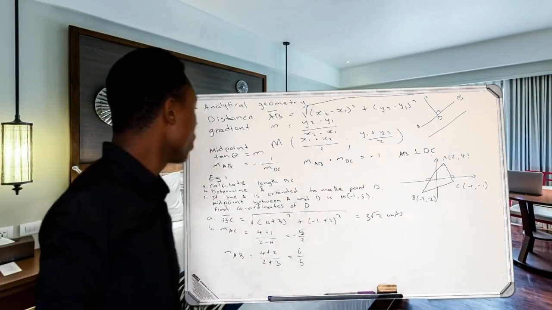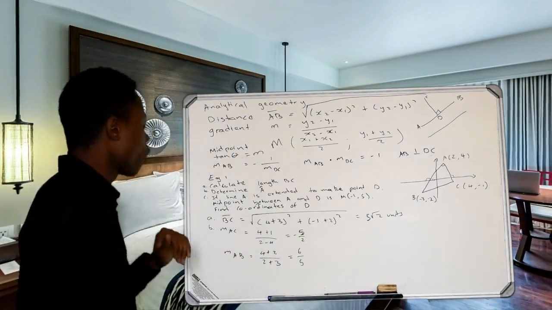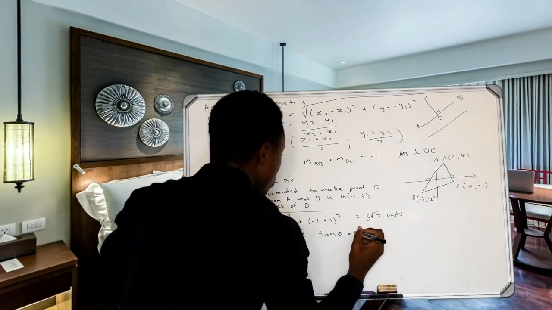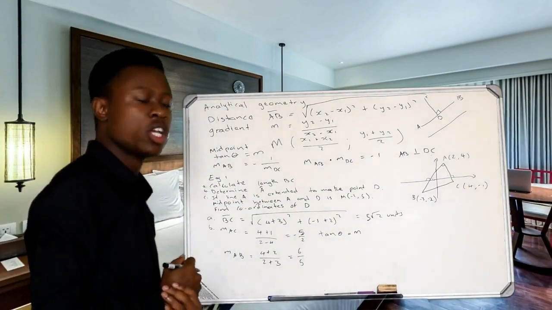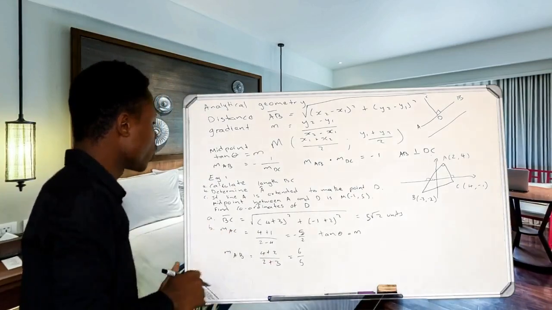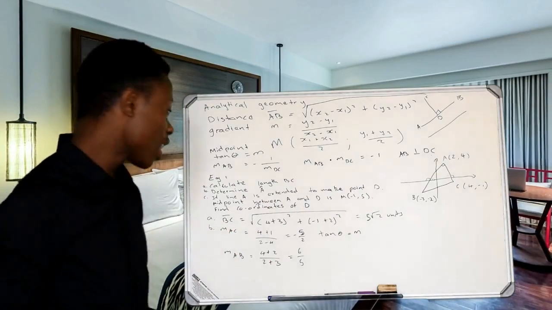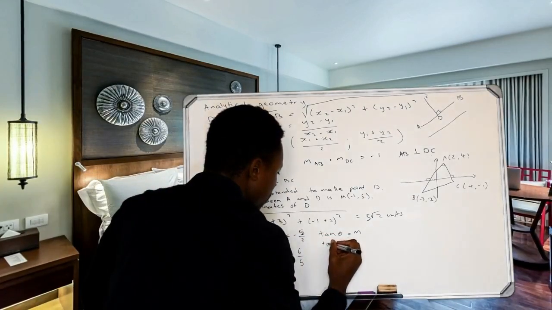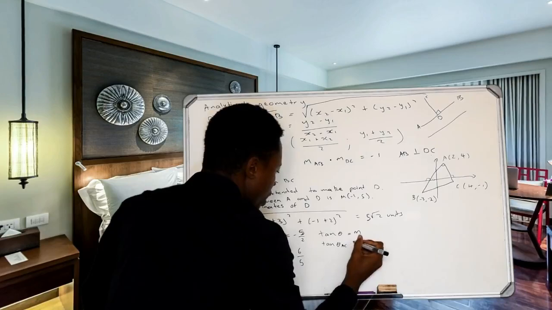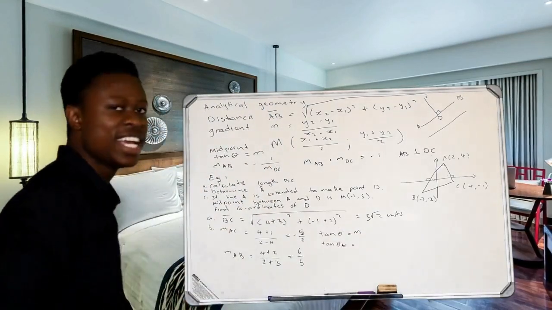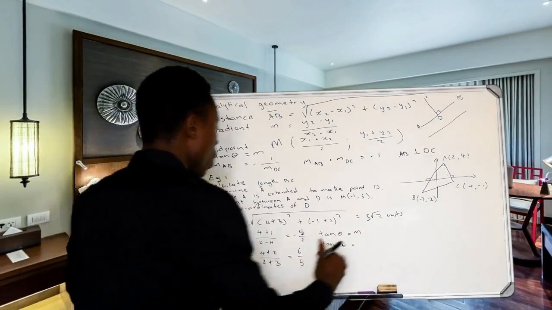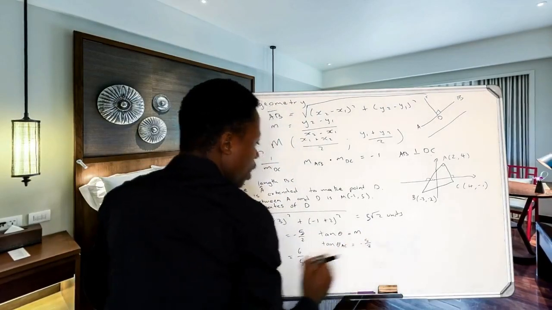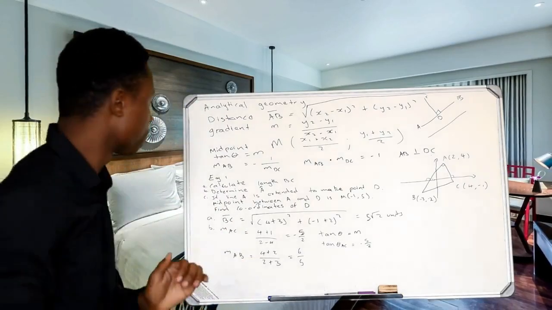Anyways, so what do I do now? Now I have the gradients, right? Now what formula do I take? I use that formula that says tan theta is equal to M, right? What do I want to calculate first? Let me calculate the angle of AC, the line AC, right? So I'll say tan theta AC is equal to MAC. The M of AC is equal to what? Negative 5 over 2, right?